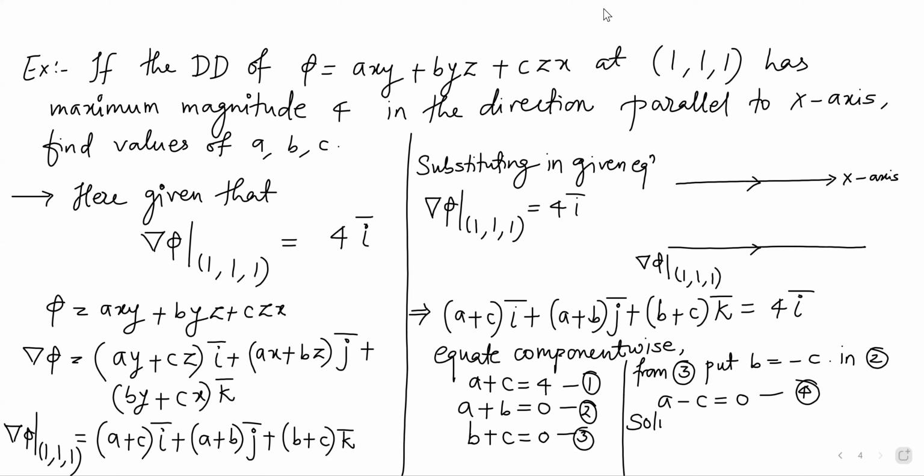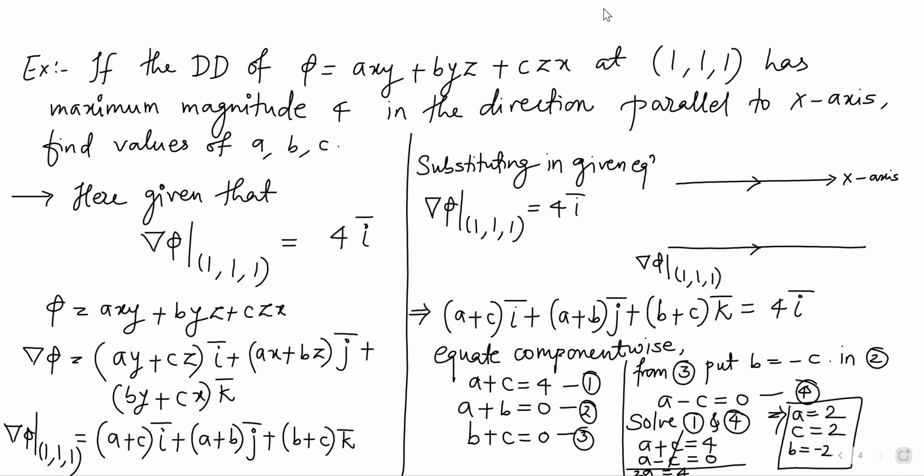Now solve 1 and 4. So what do I get? A plus c is equal to 4 and a minus c is equal to 0. So add these, and we get 2a is equal to 4. So that means a is equal to 2. Once I get a as 2, what is c? c is equal to 2. And what is b? b is equal to minus 2. Correct? So we get these values, and you have to search for these values in the options, find the correct values and tick the answer.